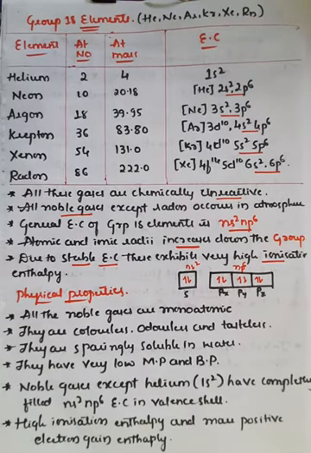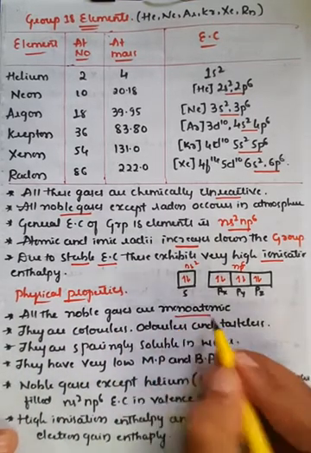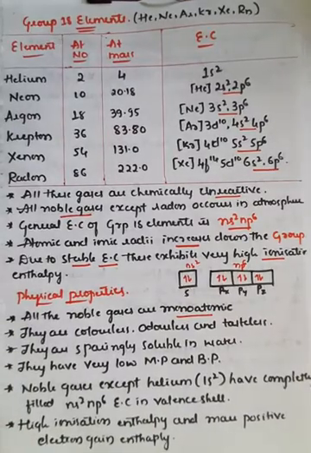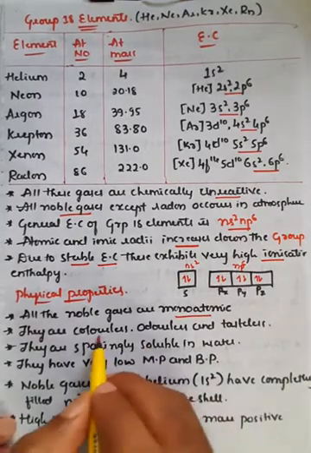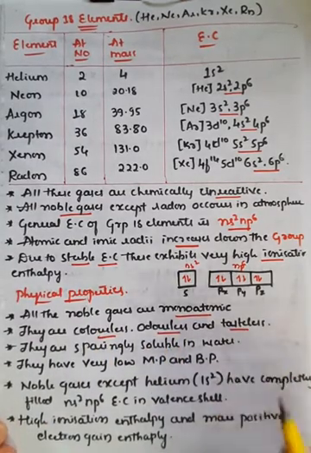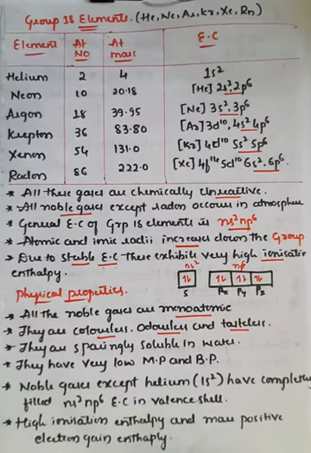And further, if you go for the physical properties of group 18 elements, all these noble gases are monoatomic. Remember, they are not diatomic. Mono means single, so they exist in monoatomic form, and they are colorless, odorless, and tasteless. Remember, these are colorless, odorless, and tasteless, and they are sparingly soluble in water. They will not easily dissolve in water, or easily mix with water molecules.